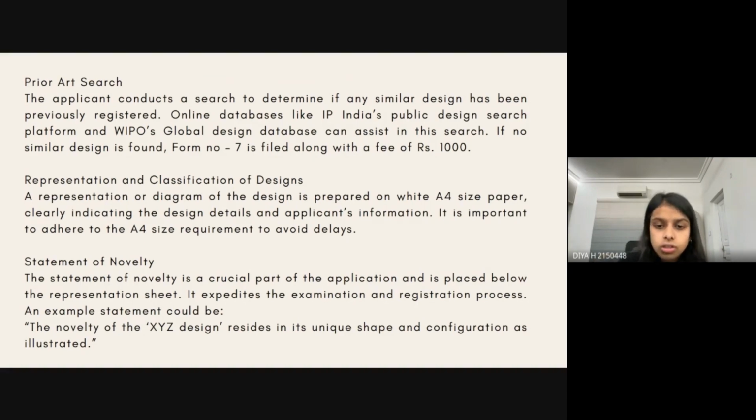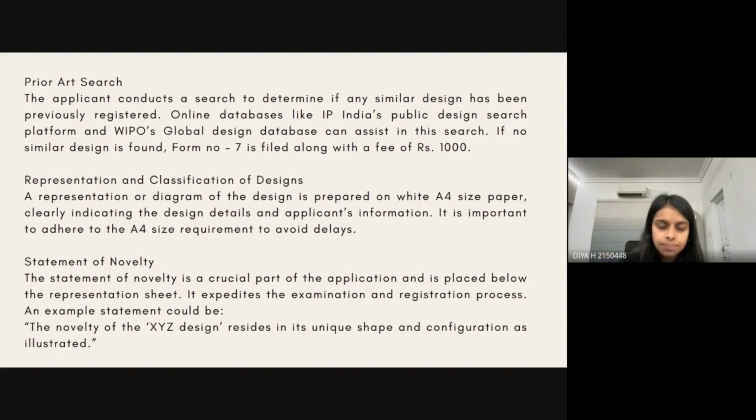Representation and classification of designs. A representation or diagram of the design is prepared on a white A4 size paper, clearly indicating the design details and applicant's information. It is important to adhere to the A4 size requirements to avoid delays.